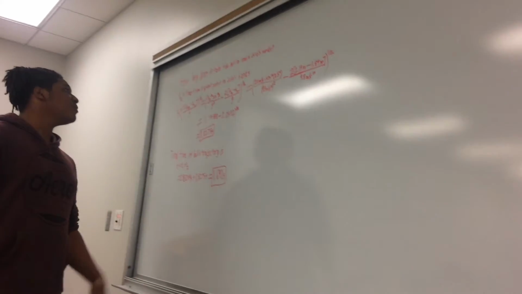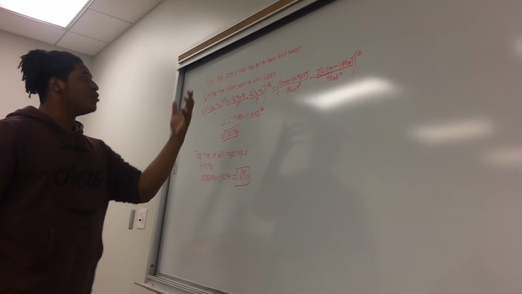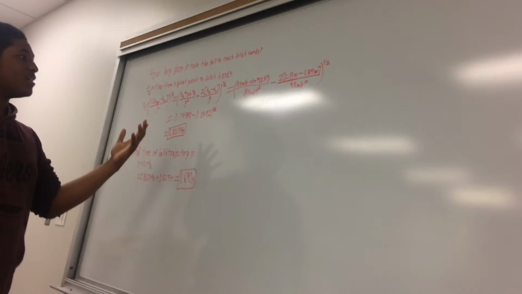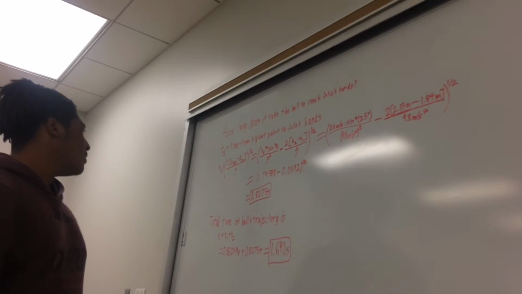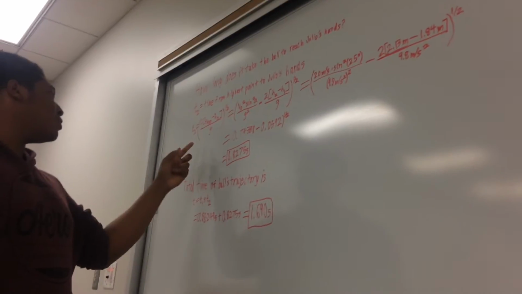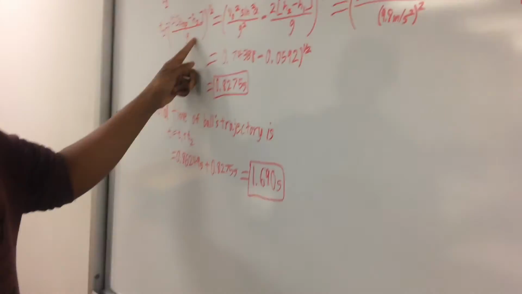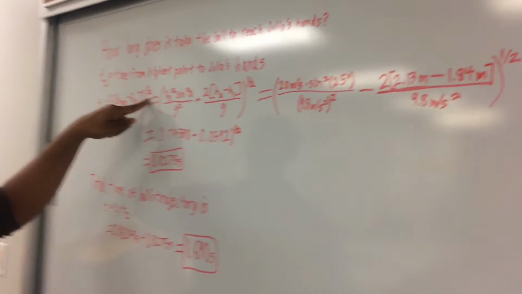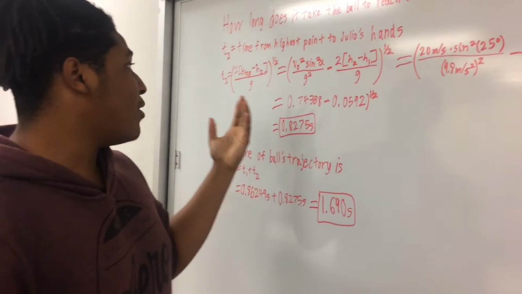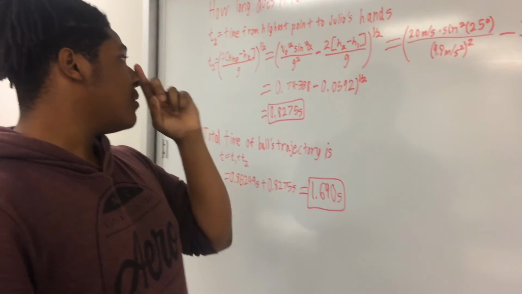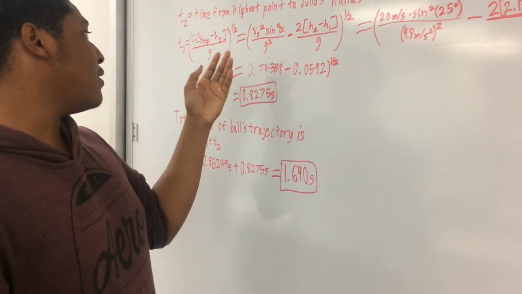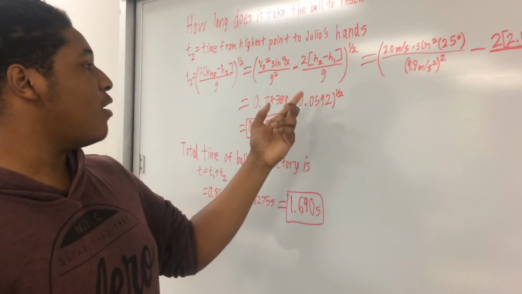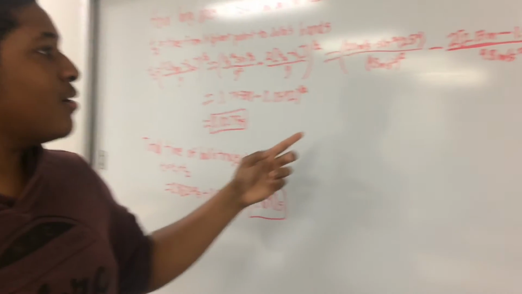Okay, for part 2, we're solving for how long it takes the ball to reach Julio's hands. For this part, we need T2, which is the time from the highest point to Julio's hands. You would set T2 equal to 2 times y top minus h2 over g, all to the power of 1/2. That can also be broken down into v naught squared times sine squared alpha over g squared minus 2 times h2 minus h1 over g, all to the 1/2 power.